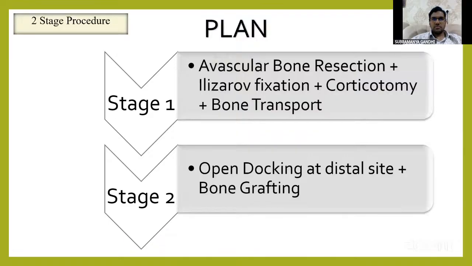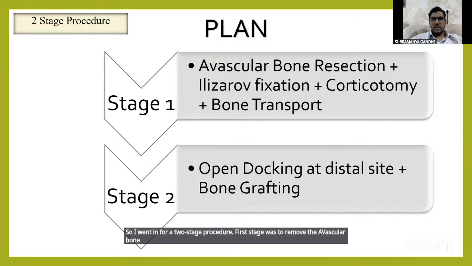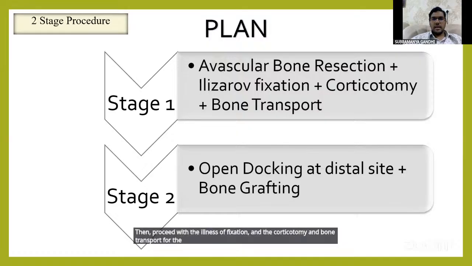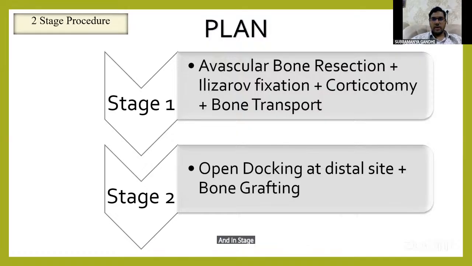So I went in for a 2-stage procedure. First stage was to remove the avascular bone, then to proceed with the Ilizarov fixation and the corticotomy and bone transport for the defect. And in stage 2, to do an open docking at the distal site.